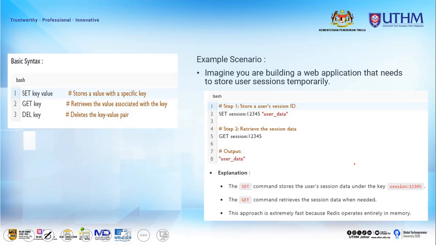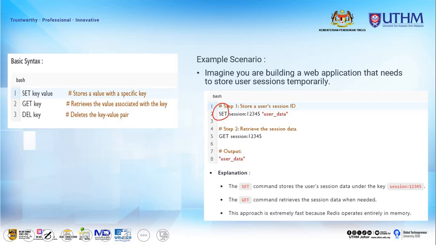Set value, get key and delete key. Imagine you are building a web application that needs to store user sessions temporarily. For example, you set a session called 12345 with user data, and the session name is user data. So you set it. Set means you fix it and you save it.